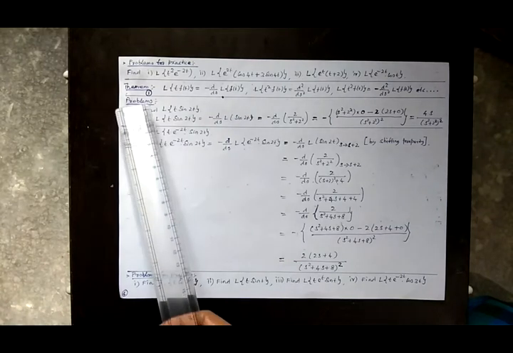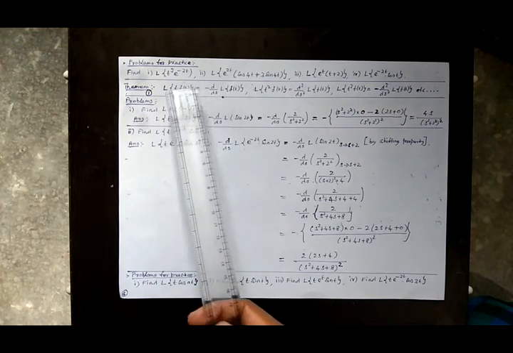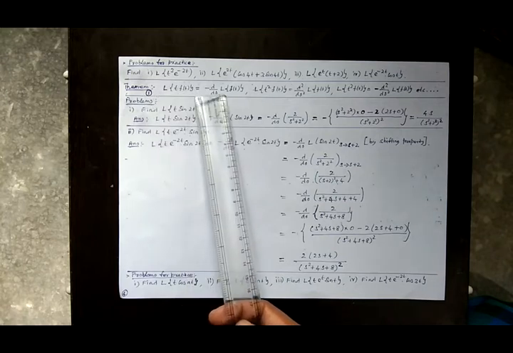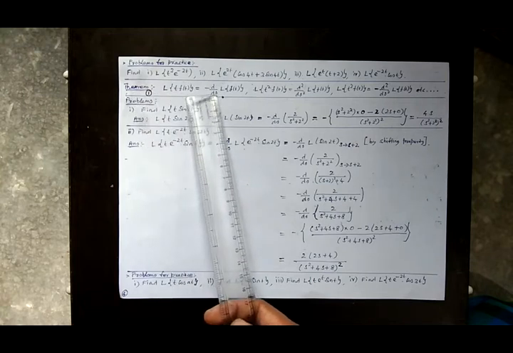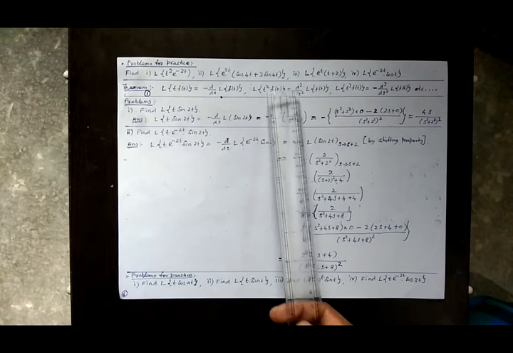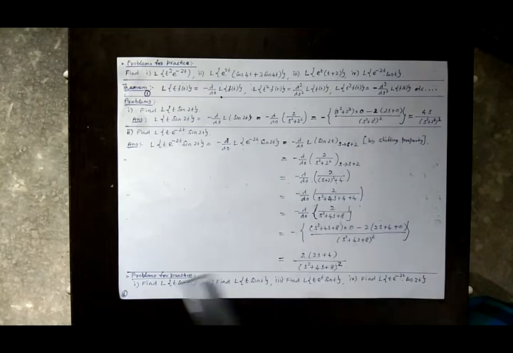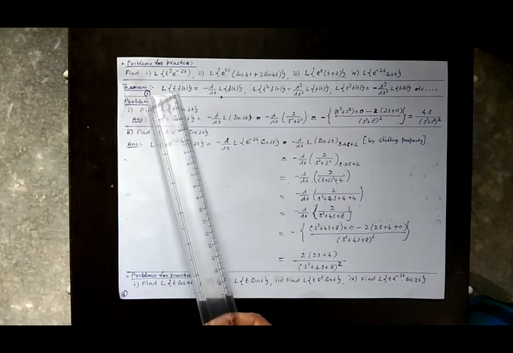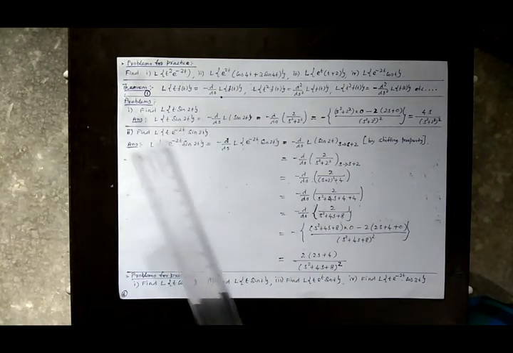Next, let us take up a theorem. It states that L of t into f of t equals minus d by ds of L of f of t. That means whenever the function is of the type t into f of t, using this result we can find the Laplace transform. So the t under the Laplace transform is changed into minus d by ds. If it is t square, it will be changed into d square by ds square. If it is t cube, it will be minus d cube by ds cube. So to find the Laplace transform of t into f of t, we have to find the Laplace transform of f of t alone. This Laplace transform should be differentiated with respect to s with a negative sign. So using this theorem, we will see a few examples.